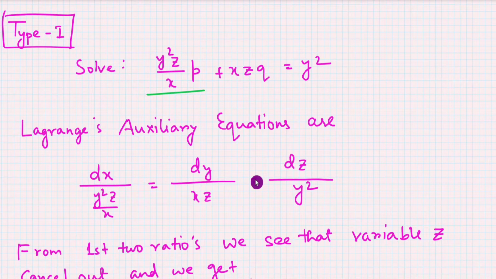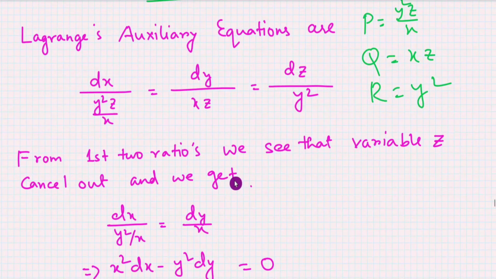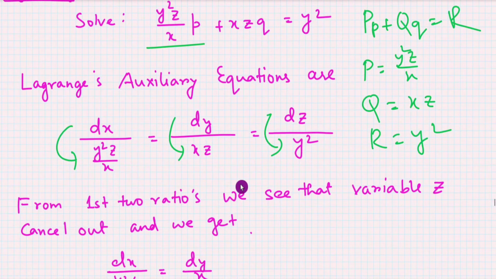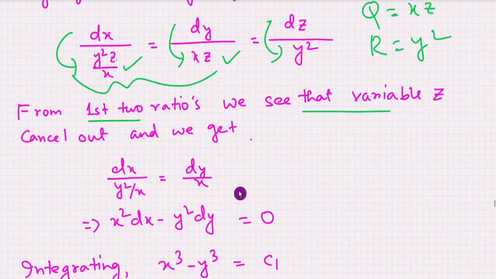If we compare this with Pp plus Qq equal to R, then capital P equals y square z by x, capital Q equals xz, and capital R equals y square. So the Lagrange auxiliary equation is of the form dx by P equal to dy by Q equal to dz by R, that is dx by (y square z by x), equal to dy by xz, equal to dz by y square. From the first two ratios, we see the variable z is common, so z cancels out, and then we get dx by (y square by x) equal to dy by y.